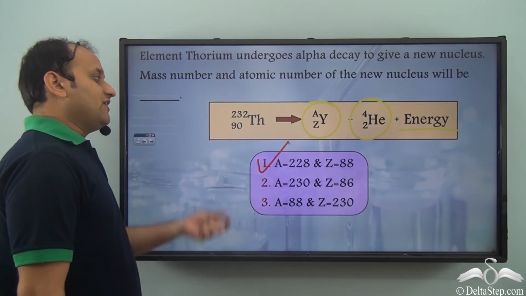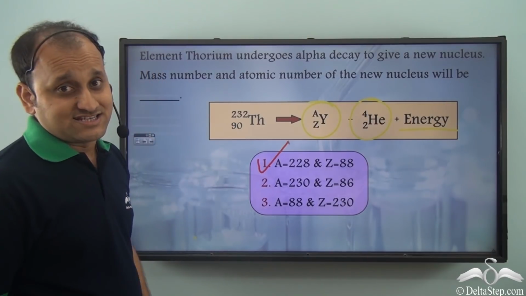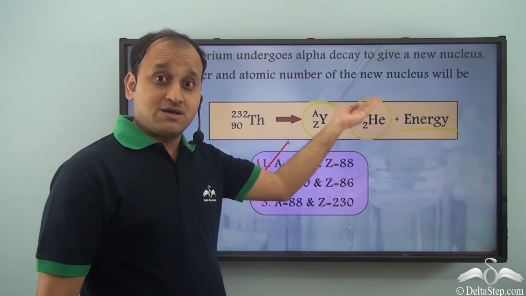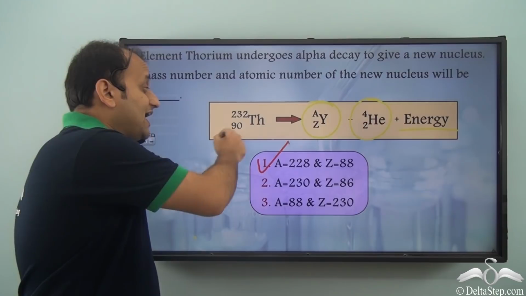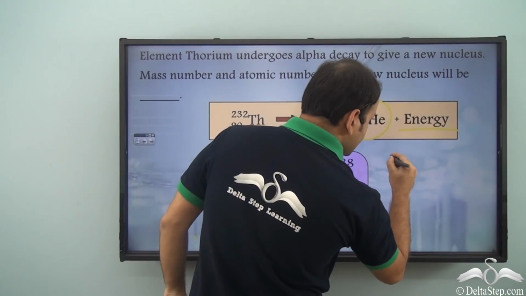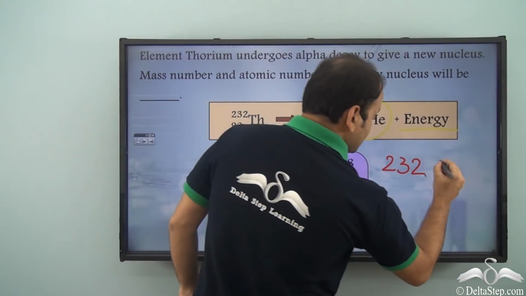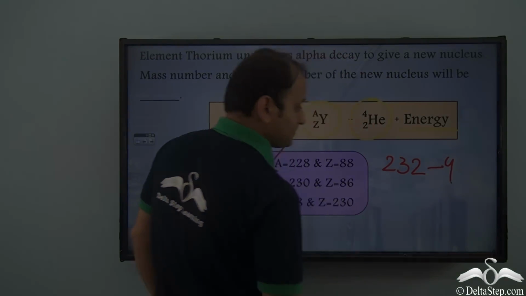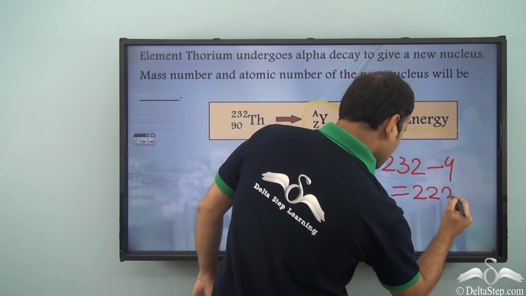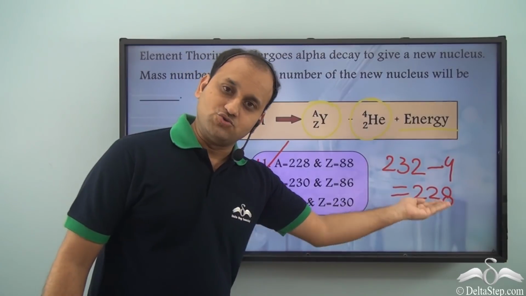Let's understand. We have thorium whose mass number is 232 and atomic number is 90. Now it releases an alpha particle. Now alpha particle has a mass number of 4. So by how much is the mass number decreasing? By 4, isn't it? So we had 232 and mass number decreases by 4. So minus 4. So it will be 228. So new element will have mass number 228.